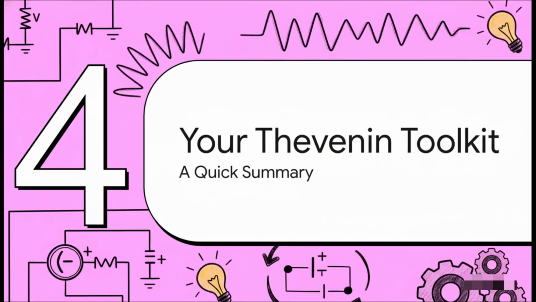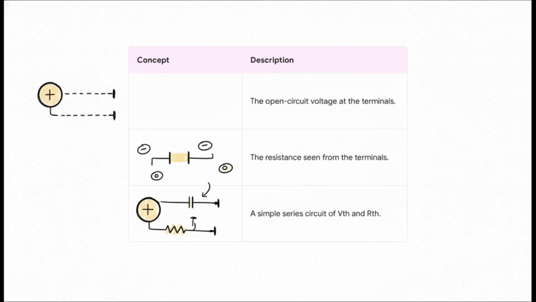So let's just do a quick recap. What are the key ideas that you should pack into your personal Thevenin toolkit from now on? Just remember these 3 things. The Thevenin voltage, VTH, is the voltage you find across the open terminals where your load used to be. Thevenin resistance, RTH, is the resistance you see looking back into those terminals when all the sources are turned off. And those two together create your equivalent circuit, which behaves exactly like the original messy one.